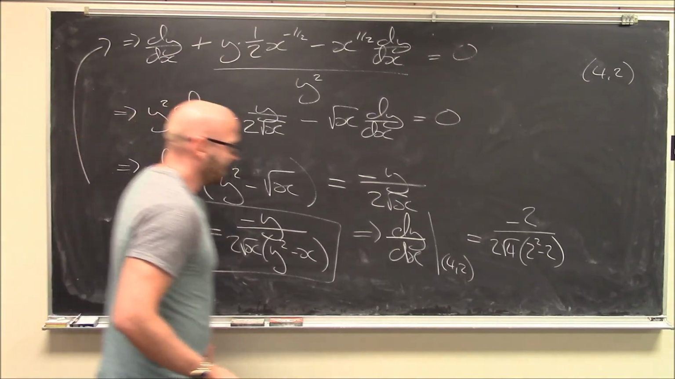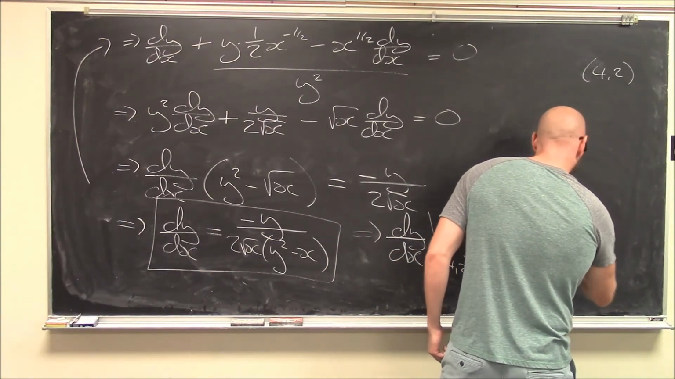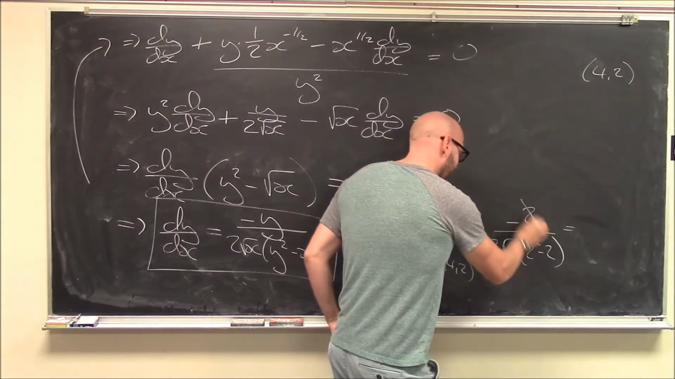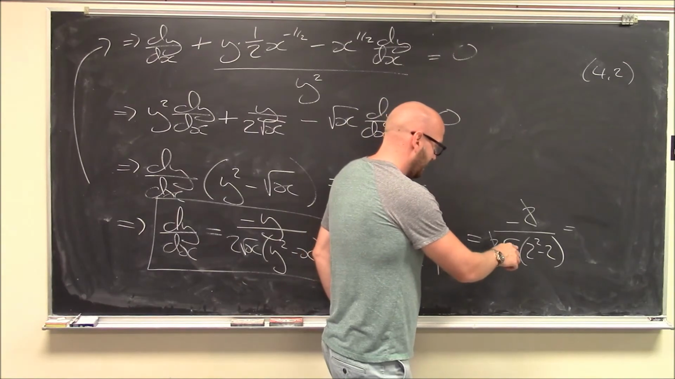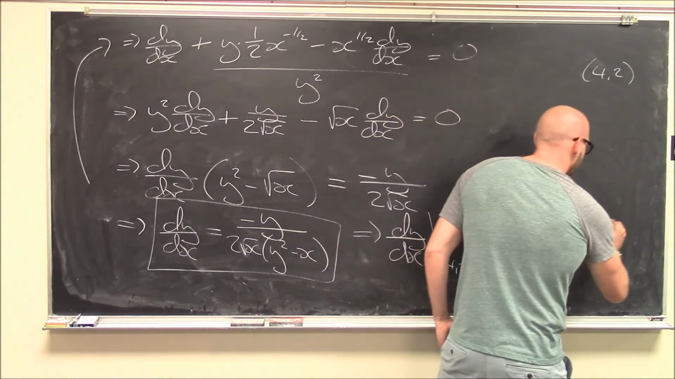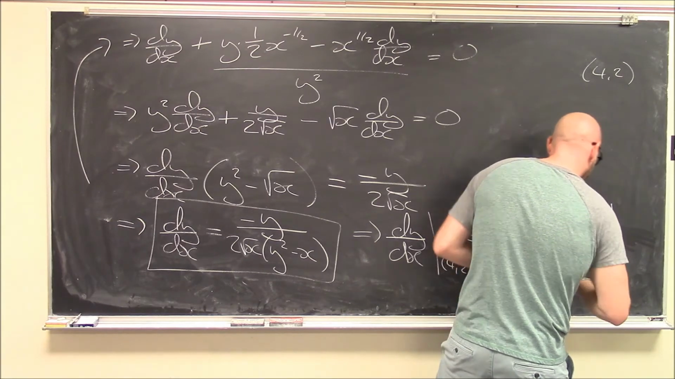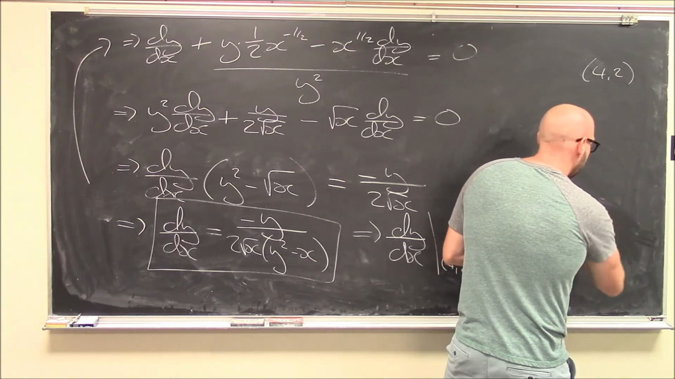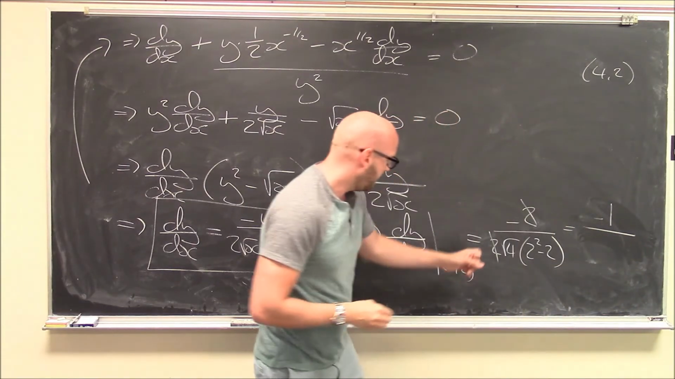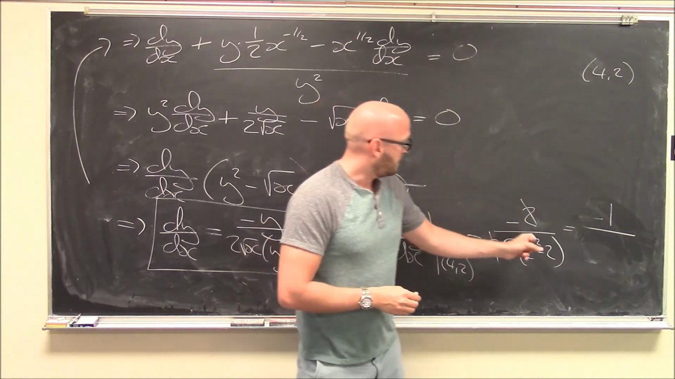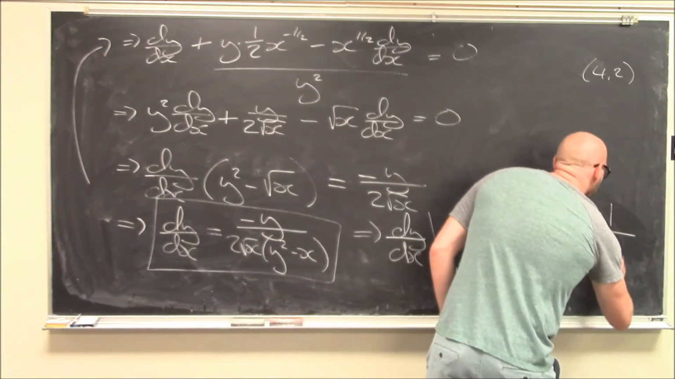A whole bunch of 2's here. What do we have? Let's cancel this with this. So we've got minus 1 up top, minus 1, we can fix this, there we go, minus 1 over, what do we have? 2 times 4 minus 2, 2 times 2 is minus 1/4.